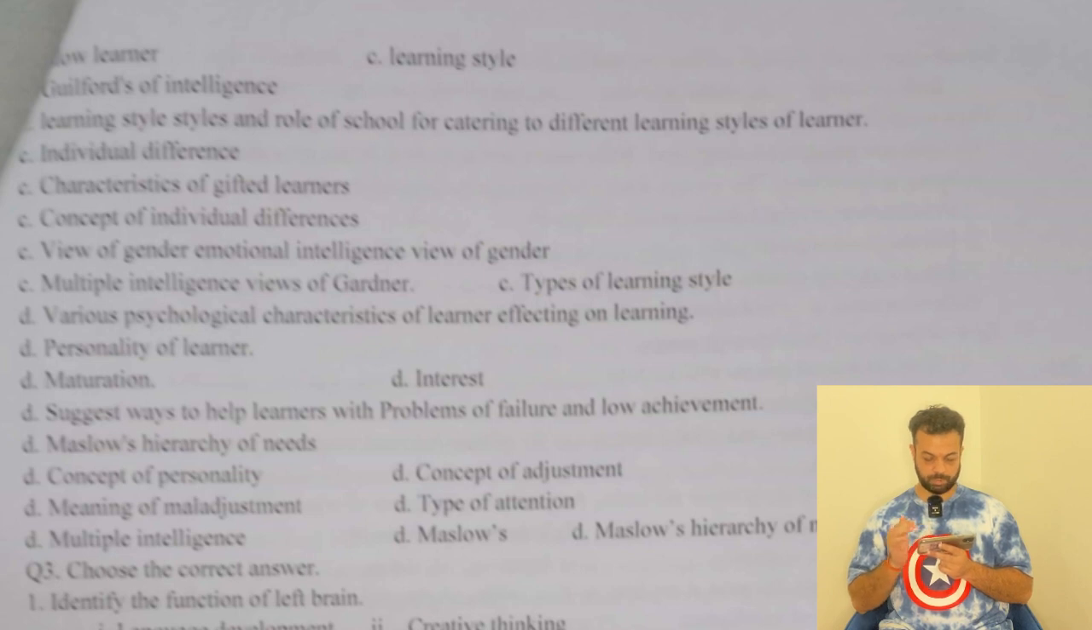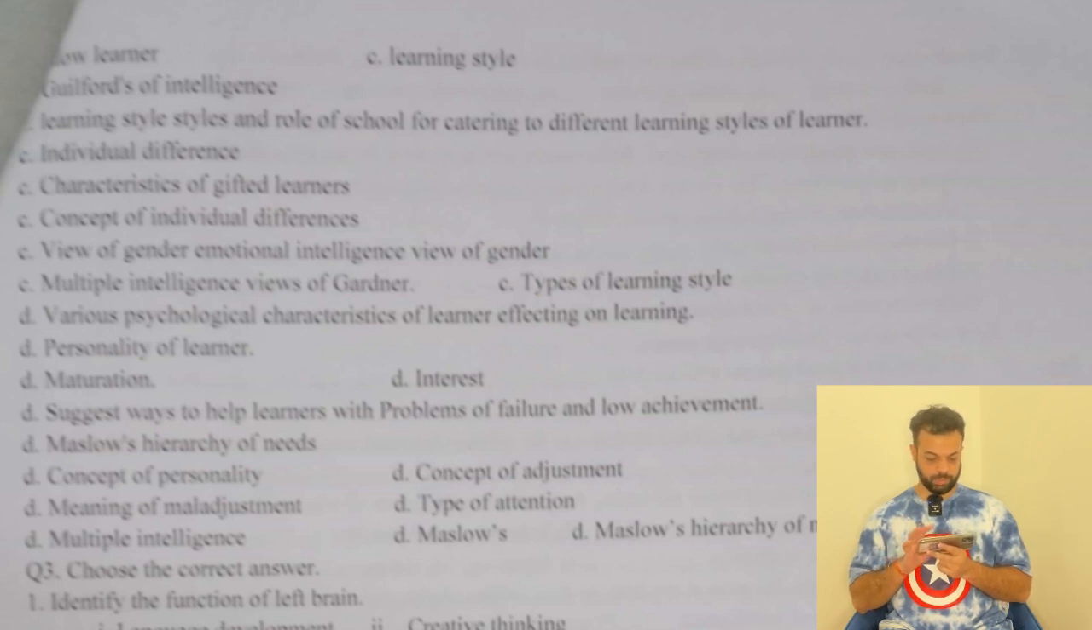Now this is the next part which we are starting, which is various psychological characteristics of learner affecting learning. First is personality of learners, interest, and maturation. Next part is suggest ways to help learners with problems of failure and low achievement. Maslow's hierarchy of needs, concept of personality, concept of adjustment, meaning of maladjustment, type of attention, multiple intelligence, Maslow's hierarchy of needs.